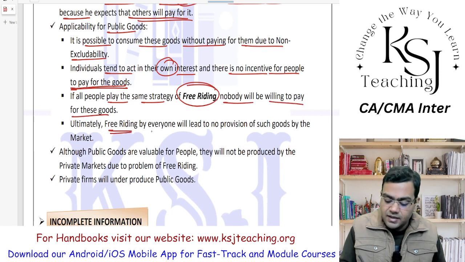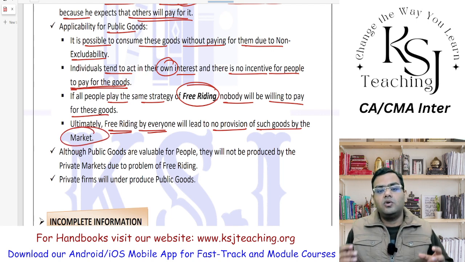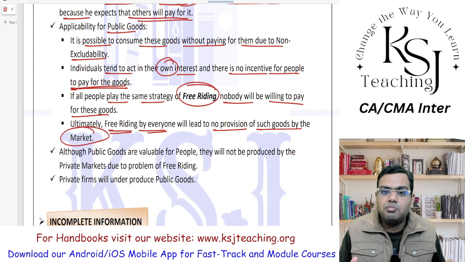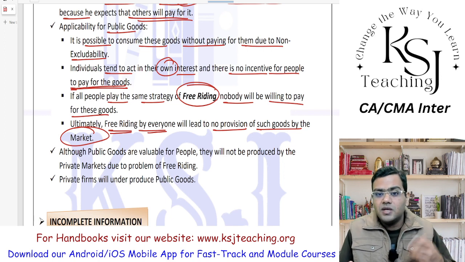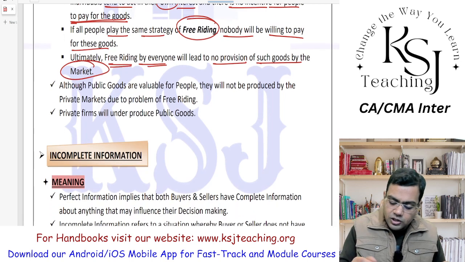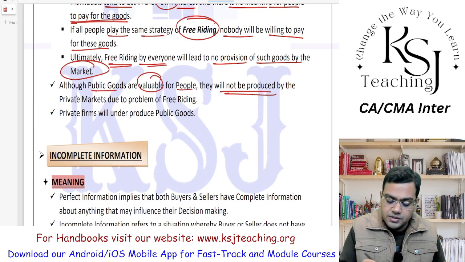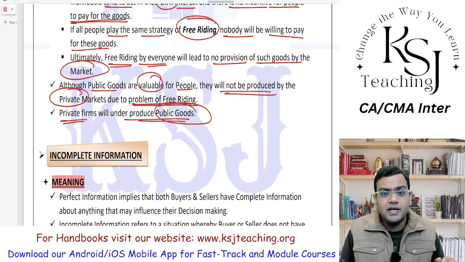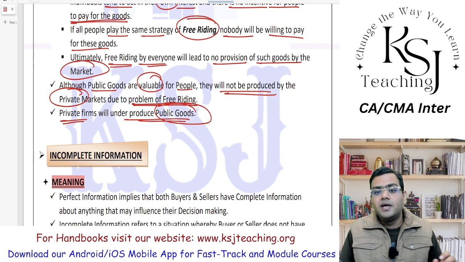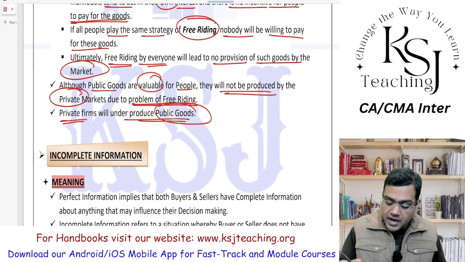Ultimately, free riding by everyone will lead to no provision of such goods by the market. That is what I told you. Why will the market provide such goods? The market will say, if you are not ready to pay for it, why should we be providing it? Although public goods are valuable for the people, they will not be produced by the private markets due to the problem of free riding. The private firms will underproduce the public goods, leading to market failure. Clear? So this is how public goods will lead to market failure.